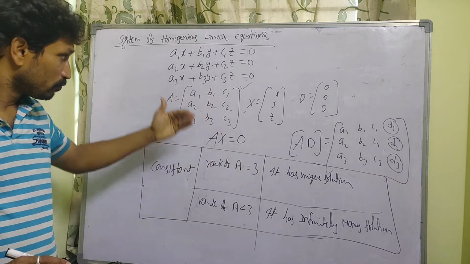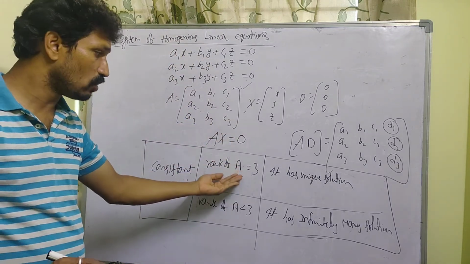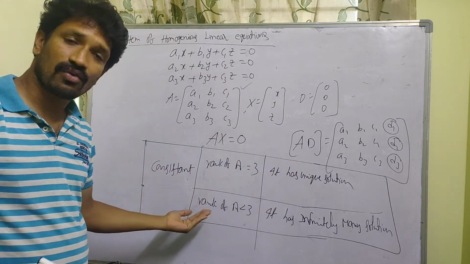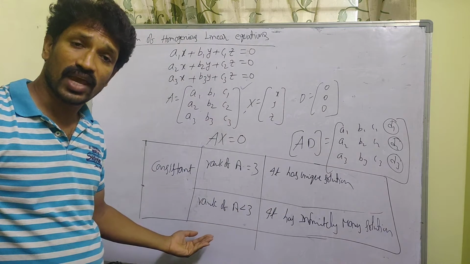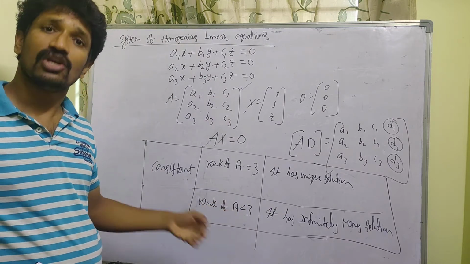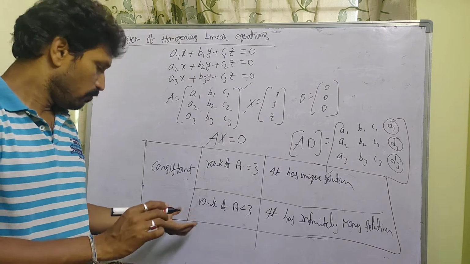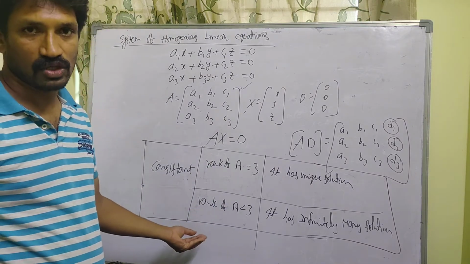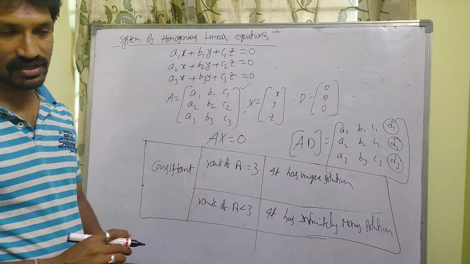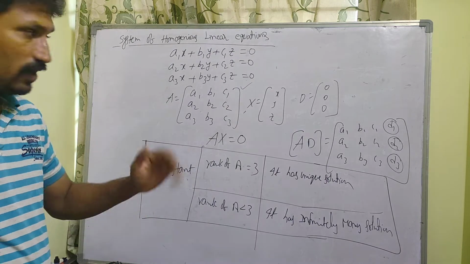But for non-homogeneous equations, rank of A is equal to rank of AD is equal to 3, unique solution. Rank of A is equal to rank of AD less than 3, infinitely many solutions. Rank of A is not equal to rank of AD, no solution. But that third possibility is not there here. That means inconsistent is not possible here. That's why the third case is not there. So only two cases.